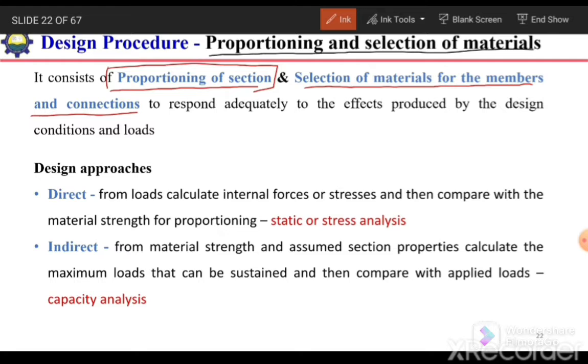There are two design approaches which are mainly used. The first approach is termed as direct approach and the second is indirect approach. In the direct approach, we calculate internal forces from the load, we perform the static analysis, and then compare with the material strength for proportioning. So from the load, calculate the internal forces and then compare with the material strength for proportioning.